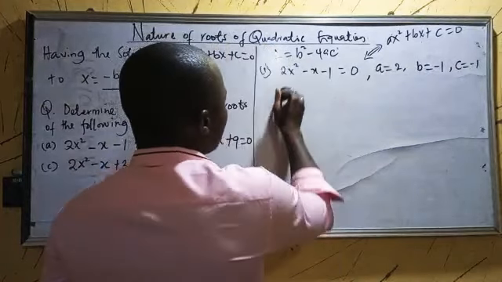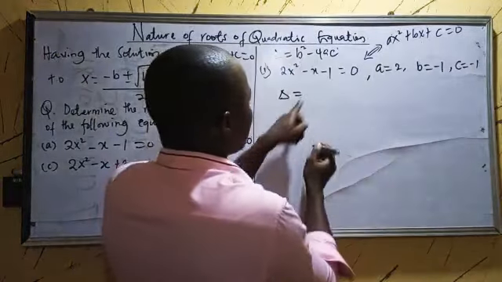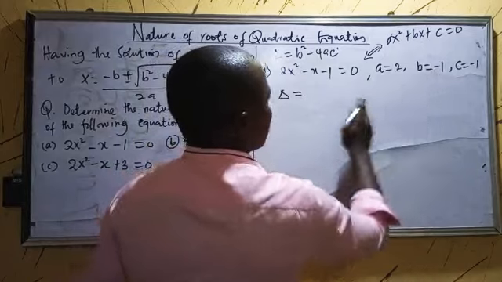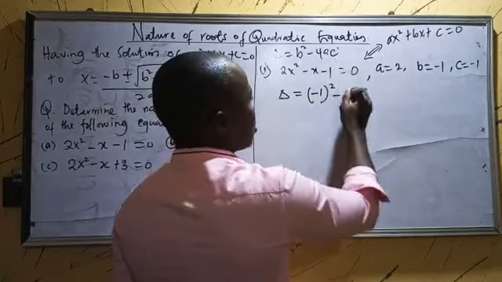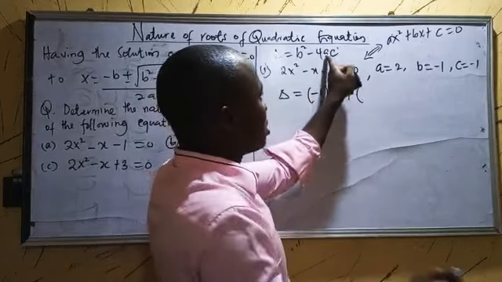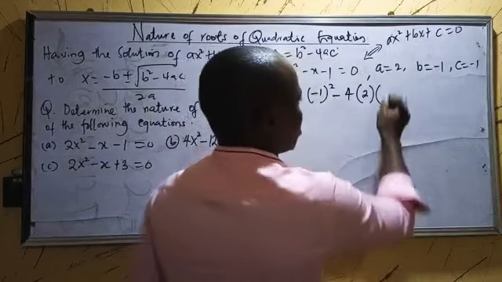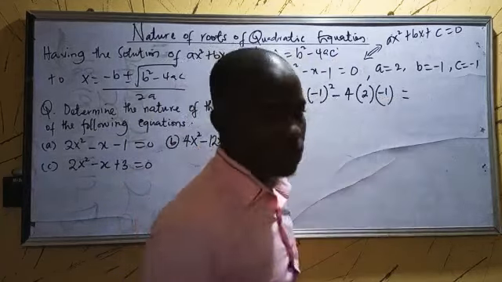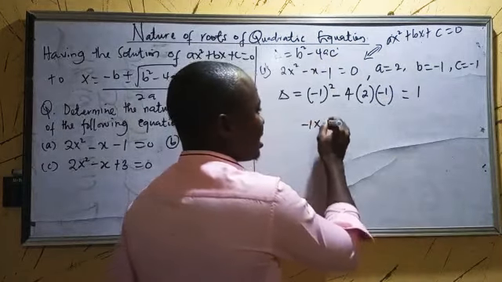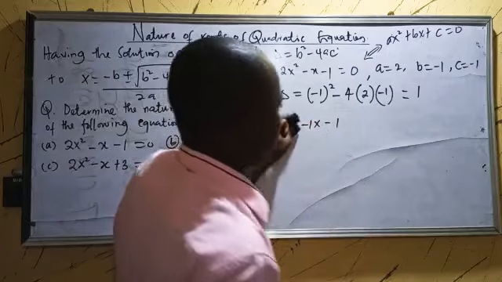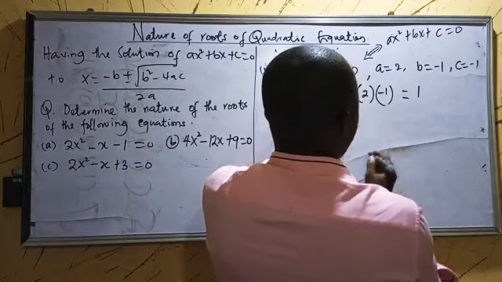Now we use the discriminant. What is b from this equation? B is minus 1. We have minus 1 all squared minus 4, then what is a? A is 2. What is c? C is minus 1. Solving further, minus 1 squared is 1, because minus times minus gives plus, and 1 times 1 is 1.